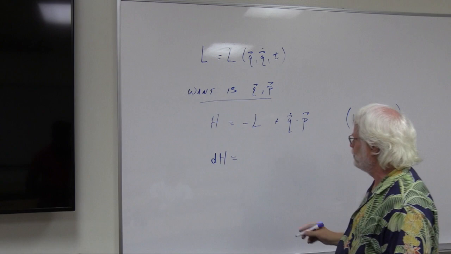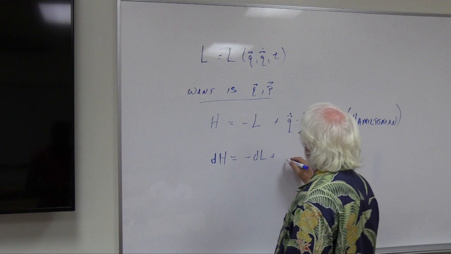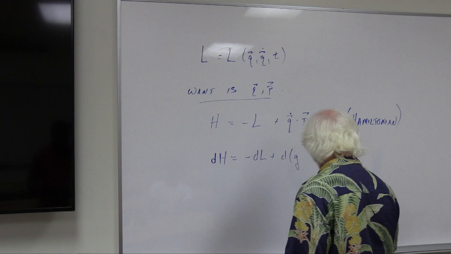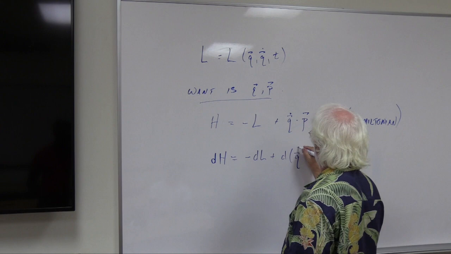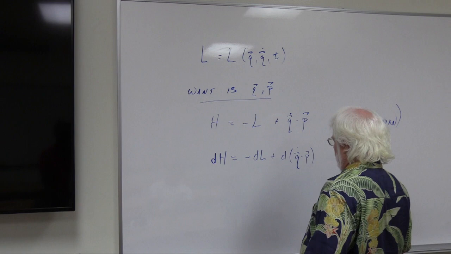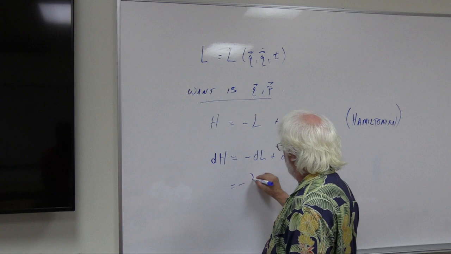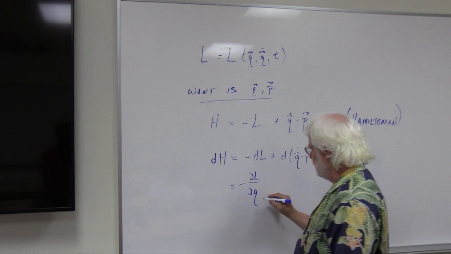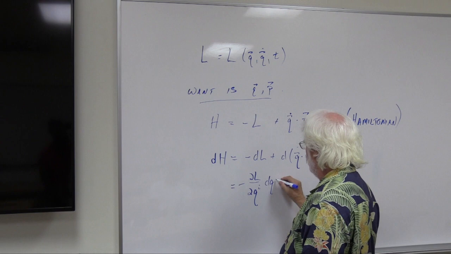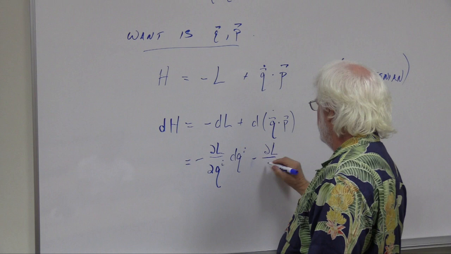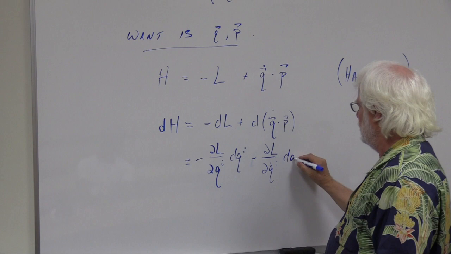that's minus dL plus the differential of these guys. Okay, let's see. dL is the partial of L with respect to, and I'm going to go to indices, which I don't think will bother any of you, times dQ minus partial of L with respect to Qi dot, the velocities, times the change in the velocities.